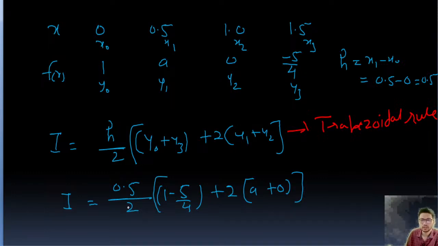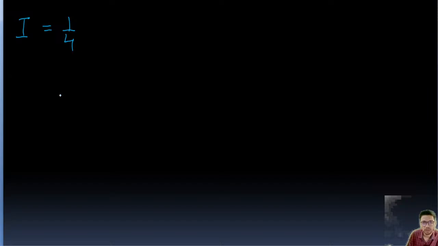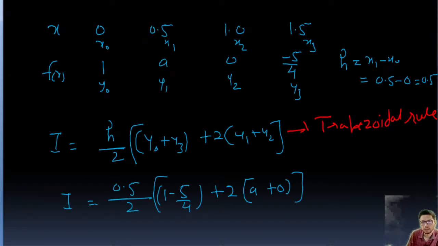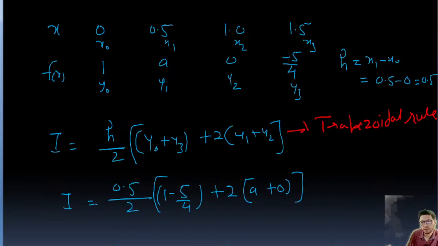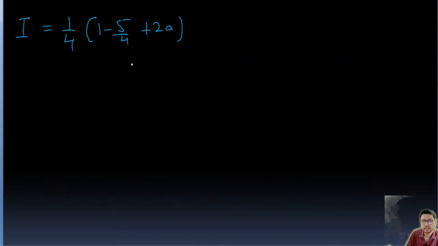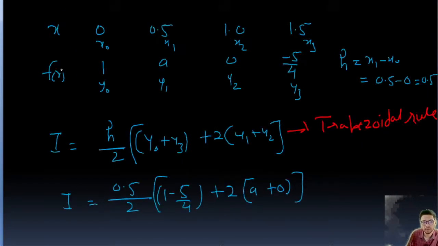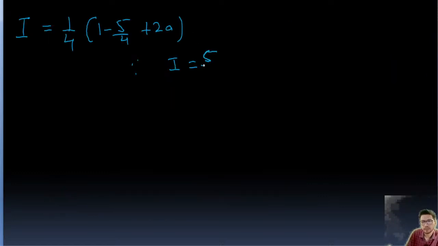If you divide 2 by 0.5, that value is going to be 4, right? So, and then this is going to be 1 minus 5/4, 1 minus 5/4 plus 2a. And since according to the question I is given by trapezoidal rule, that is 5/16. Okay, I is given 5/16, right?